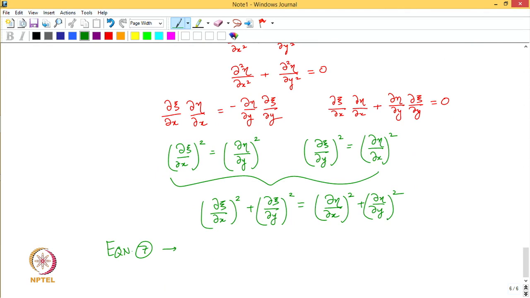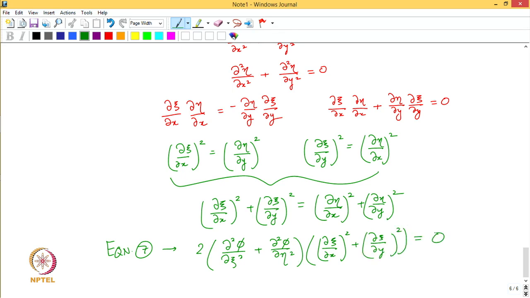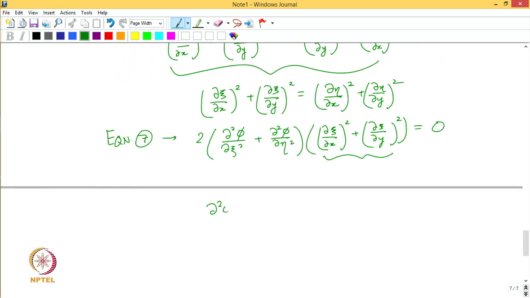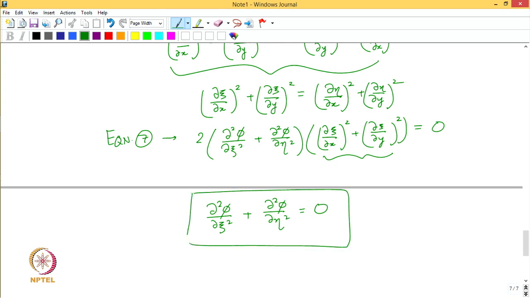We can now write that equation 7 is 2 times d2 phi d xi square plus d2 phi d eta square, times d xi dx square plus d xi dy square, is 0. Now, I note that this factor cannot be 0 because it is definitely positive, right? These are sums of squares, and so clearly d2 phi d xi square plus d2 phi d eta square must be 0. And now, this is basically the Laplace equation in the zeta plane.